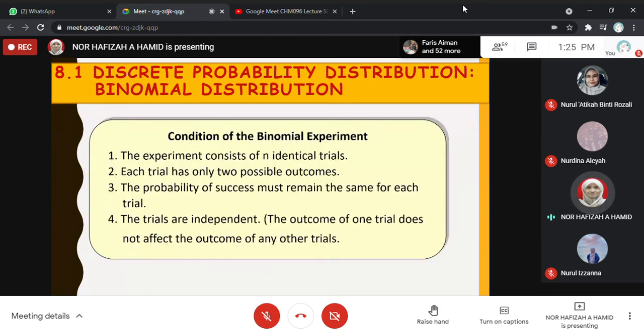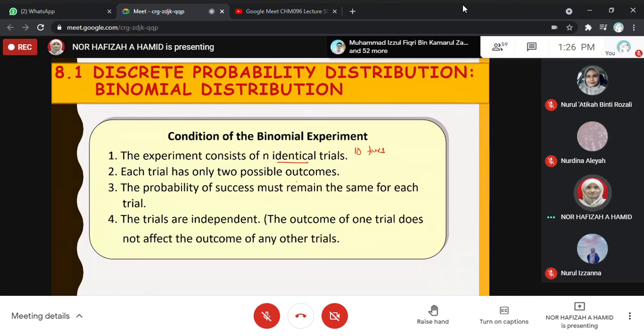Next kita ada conditions. So conditions of the binomial experiment. So the first condition, the experiment consists of an identical trial. So identical trial maknanya kalau contoh you tossing a coin 10 times, each trial tu dia mesti pakai coin yang sama lah. You tak boleh tukar pula. Okay, dia mesti identical trials dia. Okay, lepas tu each trial has only 2 possible outcomes. Macam tadi lah, dia mesti ada 2 possible, jadi tak boleh more than 2.